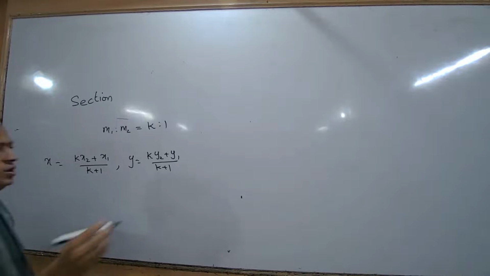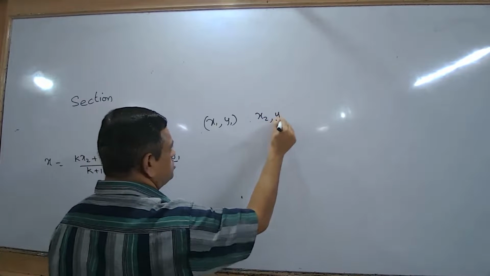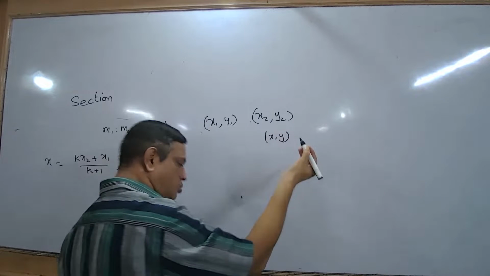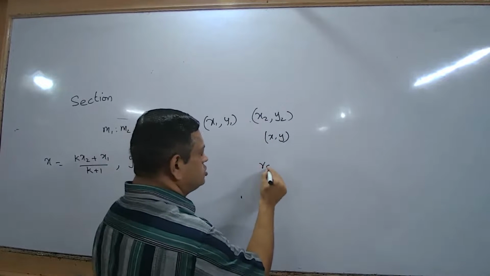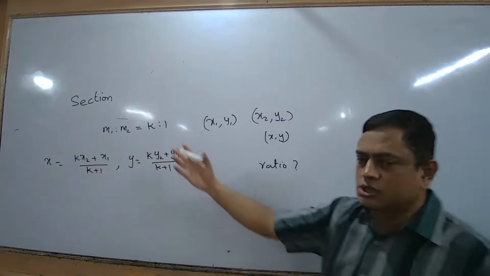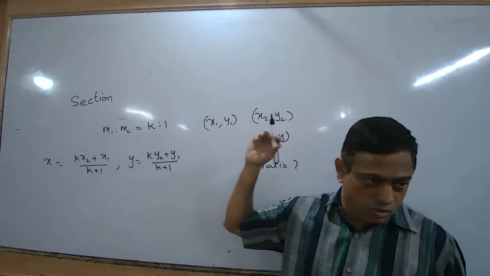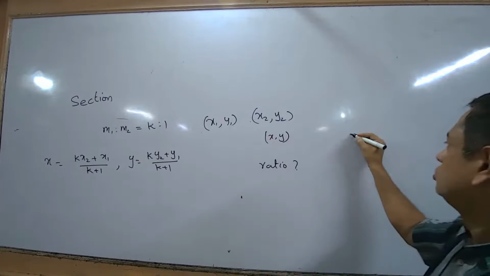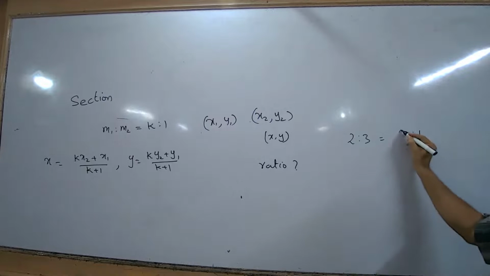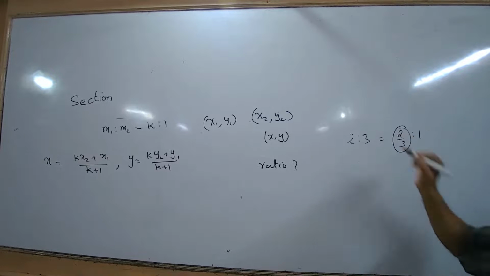Now you will be given x1 comma y1 and x2 comma y2, and the coordinate of x comma y, maybe x only. We need to find out the ratio, m1 is to m2. It has two unknown things, which is reduced to k is to 1. Can you write 2 is to 3 as something is to 1? How about 2 by 3 is to 1? Are 2 by 3 is to 1 and 2 is to 3 the same thing or not?